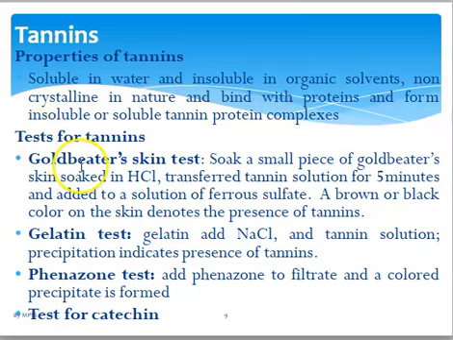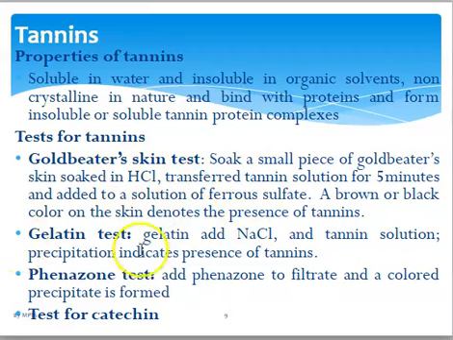Tests for tannins, we have the gold beater's skin test. You soak a small piece of gold beater's skin. This is, of course, the skin. And then you transfer it. You transfer a tannin solution for 5 minutes, and then you add a solution of ferrous. A brown or black color will show on the skin.